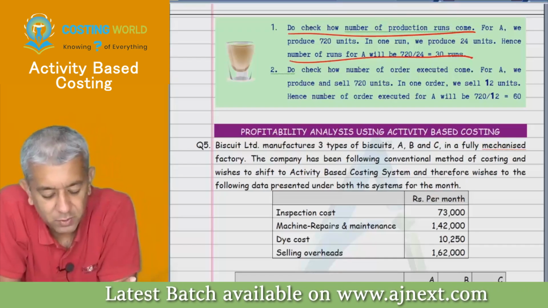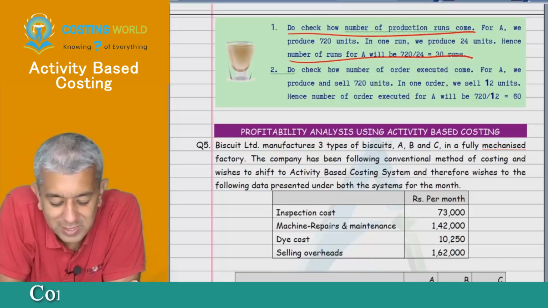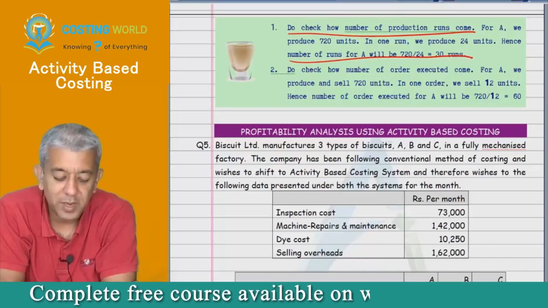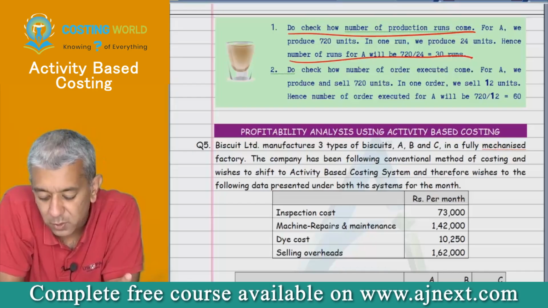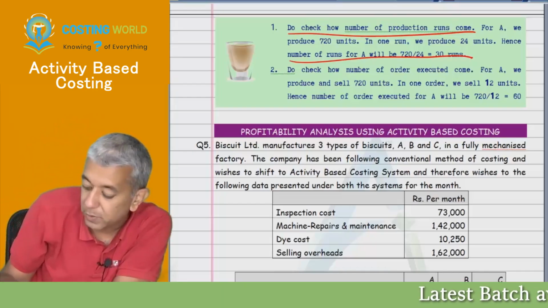That's the same figure that we all got. Do check how the number of orders executed come. For A, we produce and sell 720 units. In one order, we sell 12 units. Hence, number of orders executed will be 720 divided by 12, which is equal to 60. That's it. Job done.